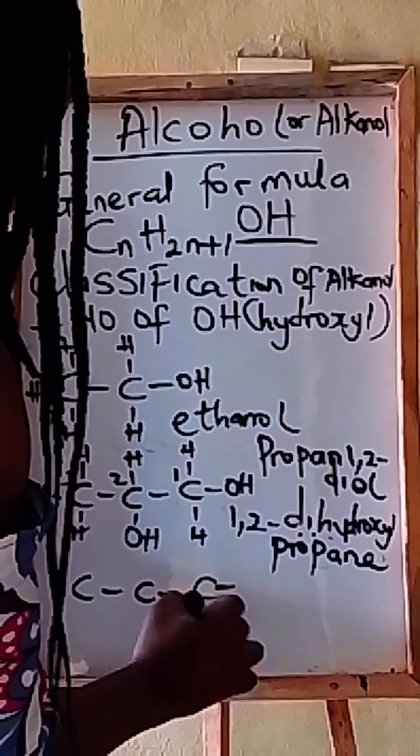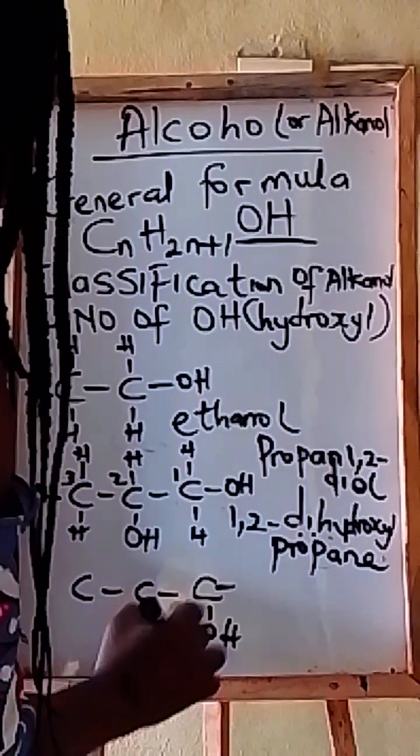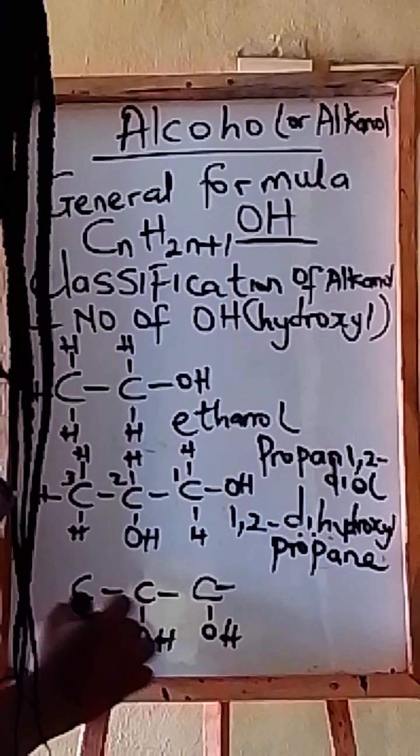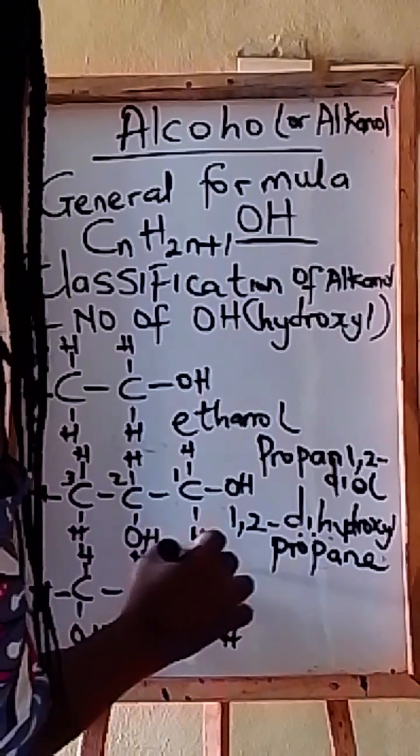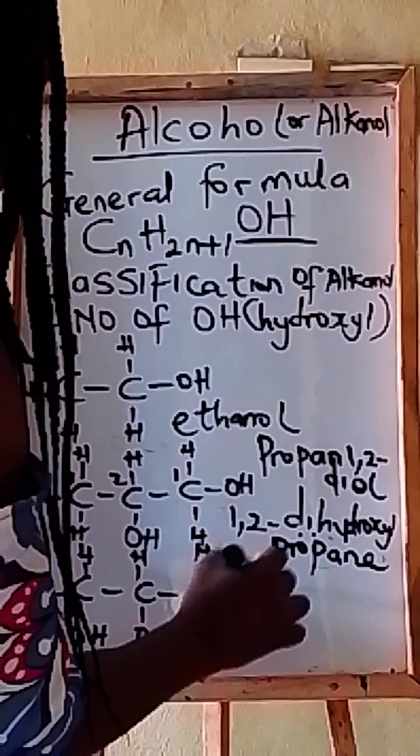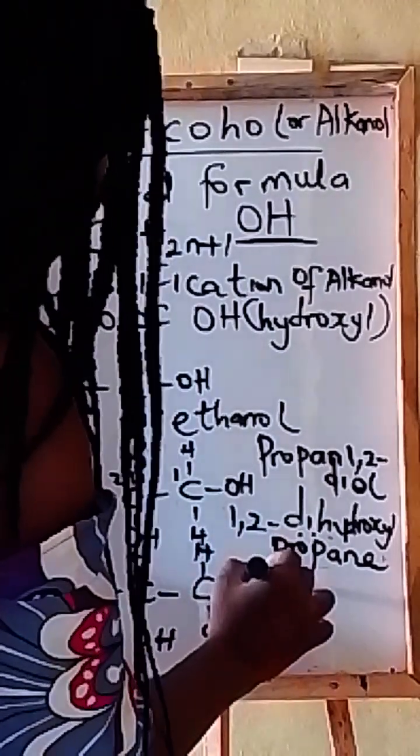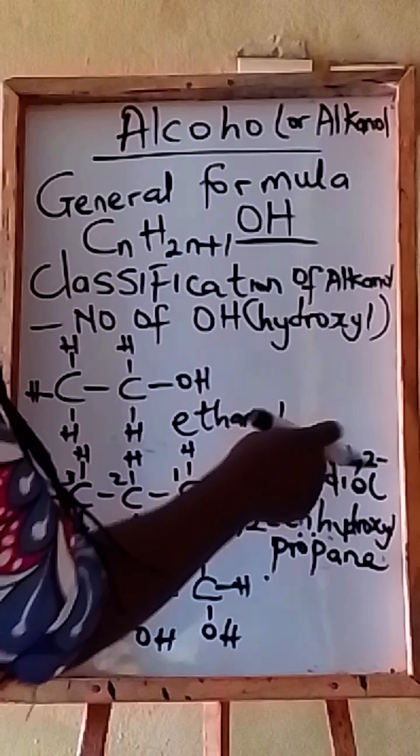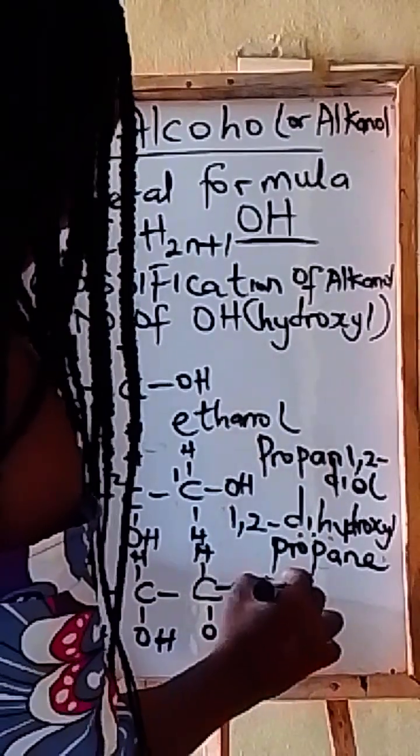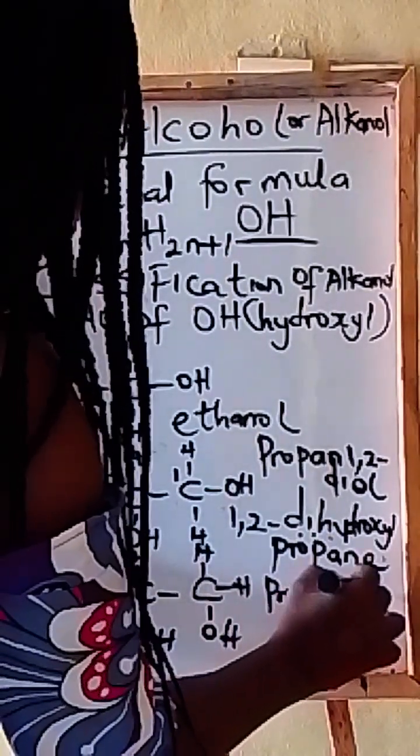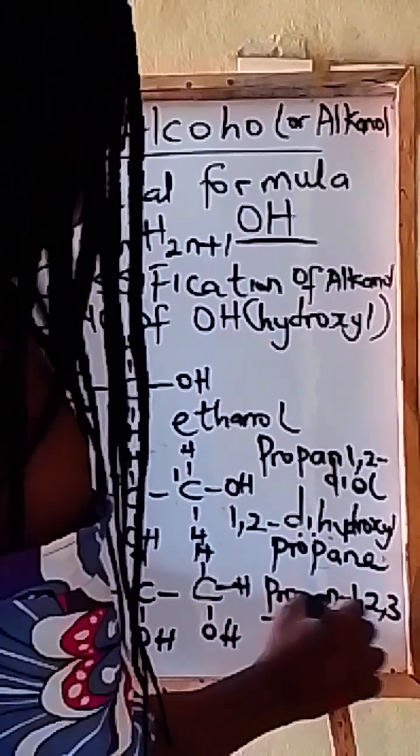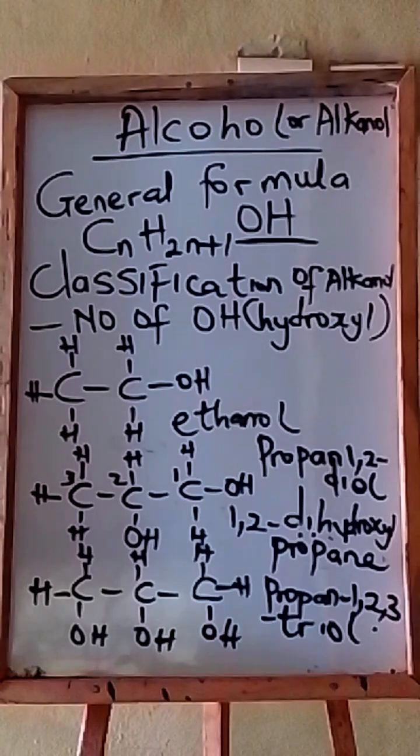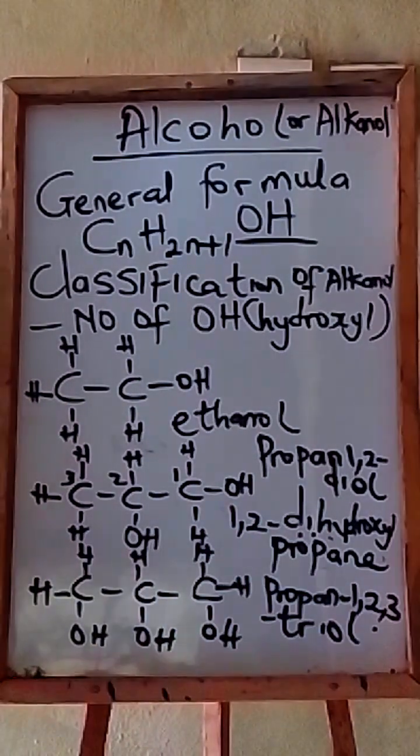Then we have OH, three of it. We call it, 3 of this we call it 1. Depending. Remember, this was propan-1,2. So this one can be propan-1,2,3-triol. Now we can classify it.